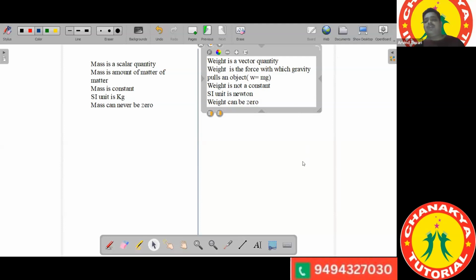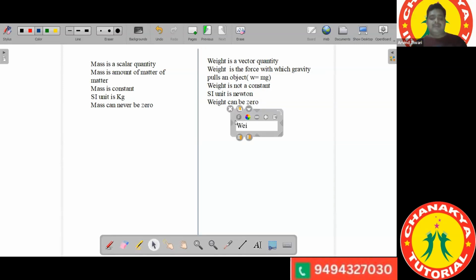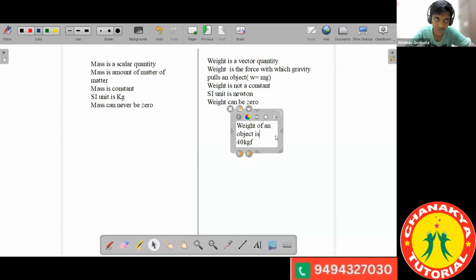Okay, can anyone tell me what do we mean if I write weight of an object is 40 kilogram force? What do we mean by this? When I say that weight of an object is 40 kilogram force. Is it mass or is it weight? Sir, it is weight.